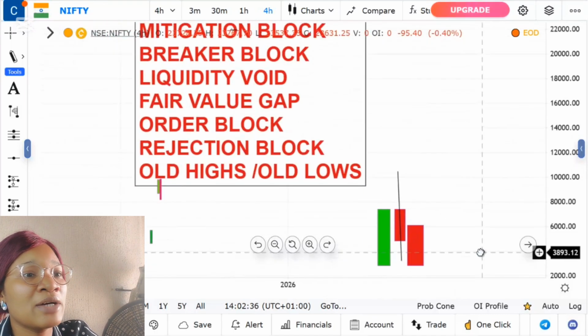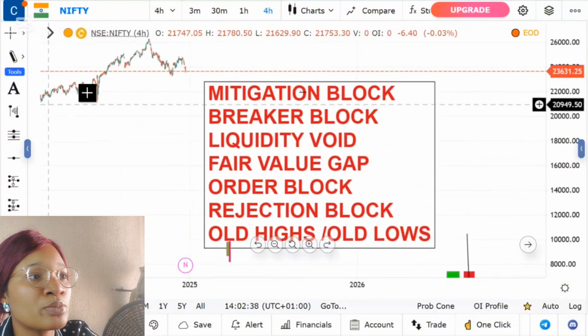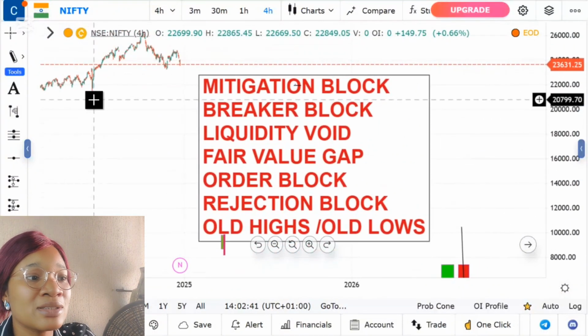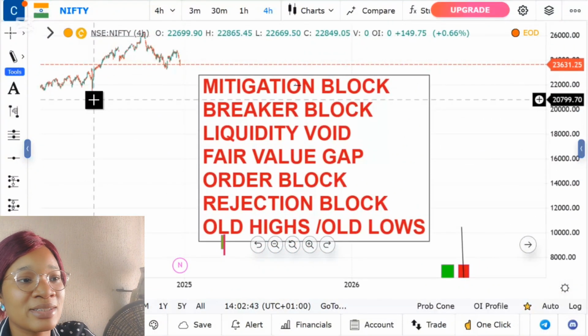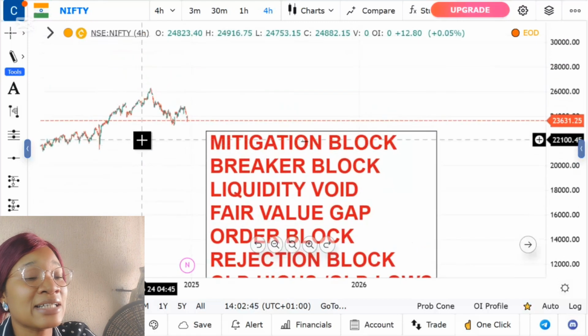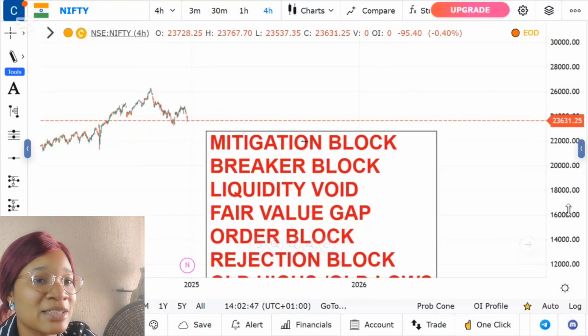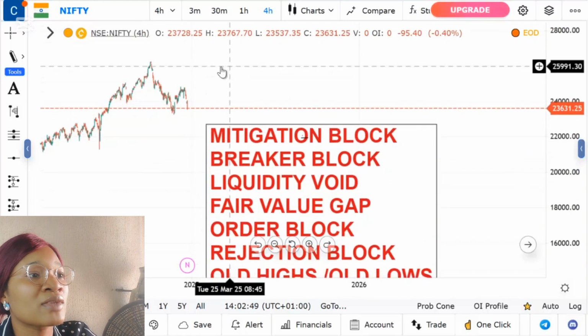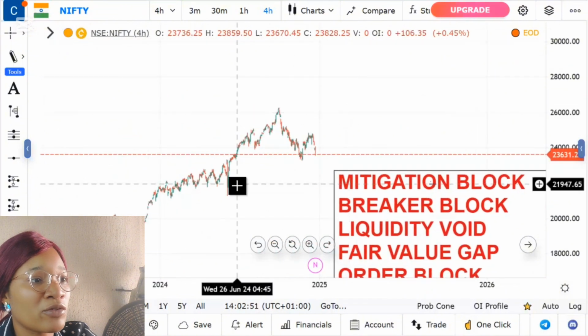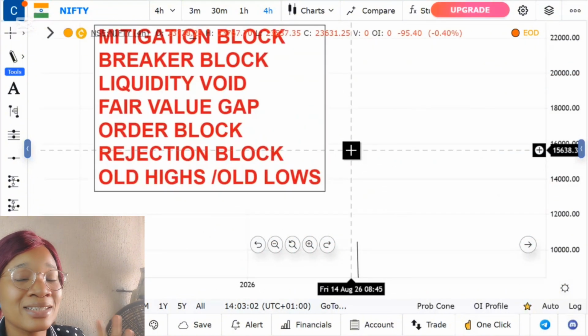Okay, so then we have old highs and old lows, places that price has gone to in the past. Old highs and old lows are quite simple to understand. Other highs and other lows that price has created in the past, price is most likely to come back to them and take off from there. So these things are quite easy to understand.